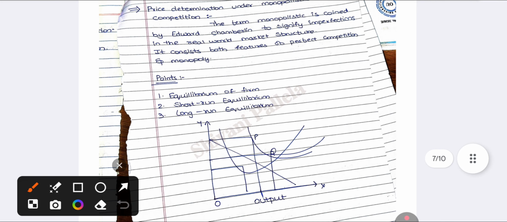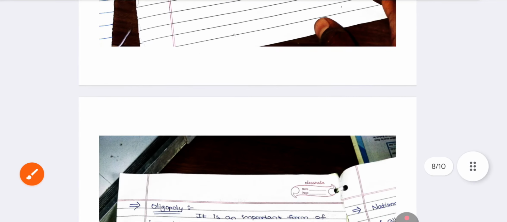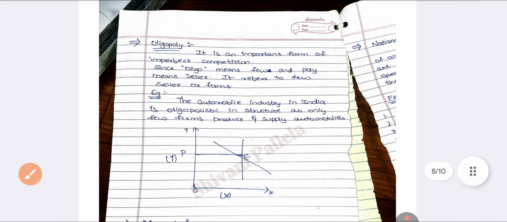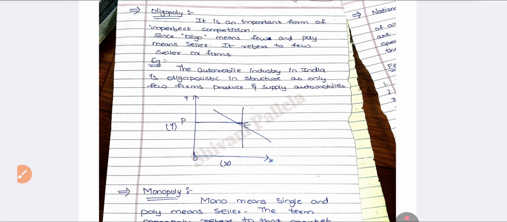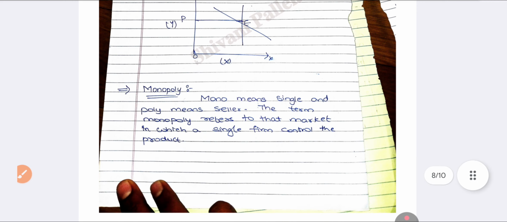For this you have these types of points. In the explanation videos I have already clearly explained it. So these are the things you need to include in the answer from unit number 4. And this is about oligopoly. Oligopoly is nothing but few sellers. Oligo means few, poly means seller, monopoly is a single seller. Mono means single seller, that is monopoly.